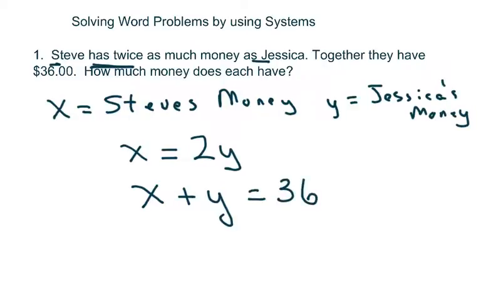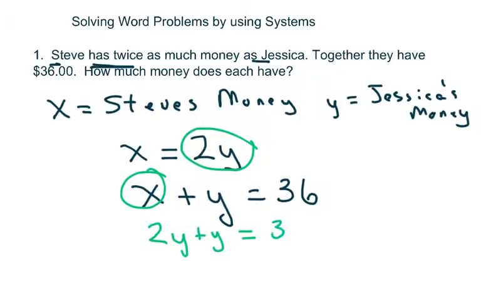Since you see something like this, we're just going to use substitution. I'm going to plug in the 2y here for x. 2y plus y equals 36. So 3y equals 36, so y is 12. So that is Jessica's money. So Jessica should have $12.